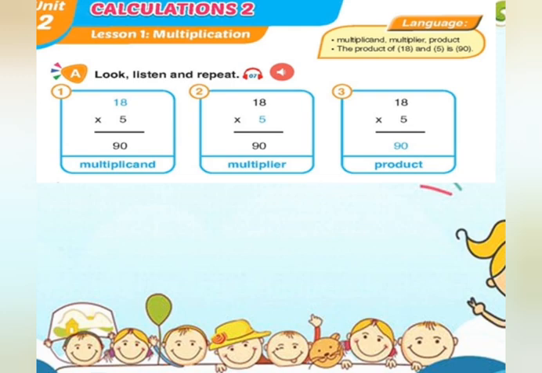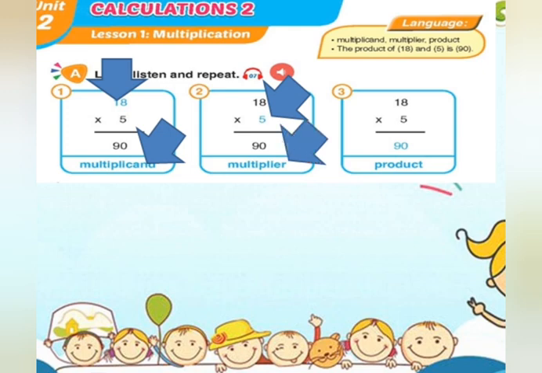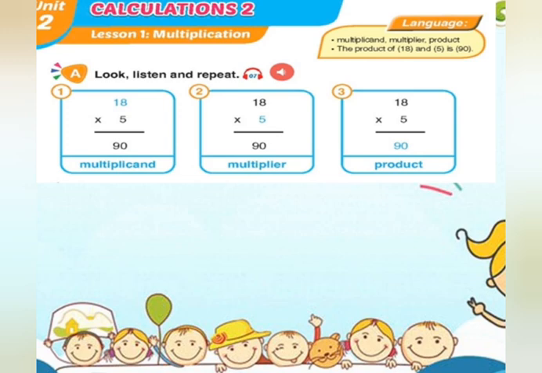Now everyone, let's open your books at the page, and we are going to Unit 2, Calculations 2. Lesson 1, Multiplication. Letter A, look, listen, and repeat. Multiplicand. Point with your fingers. Point to the number 5. Now let's say multiplier. Now let's point to the 90. Product. Okay guys? So let's repeat. Product. Let's do it individually and thoroughly.